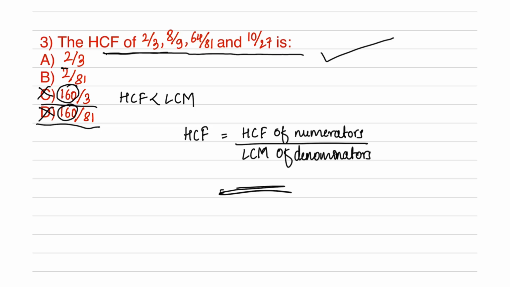So check option A and option B. In the first option, 3 cannot be the LCM of these numbers. So option B is the right answer. Some questions can be answered only with logic.